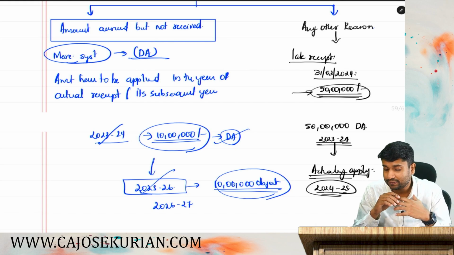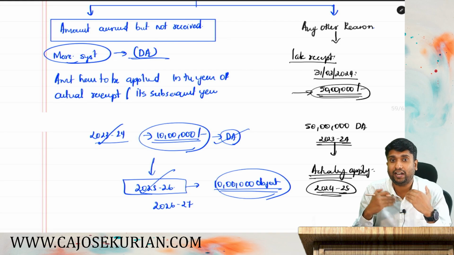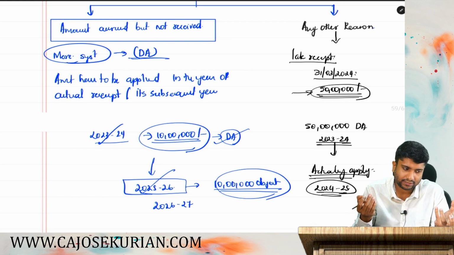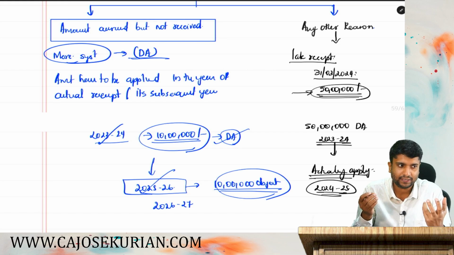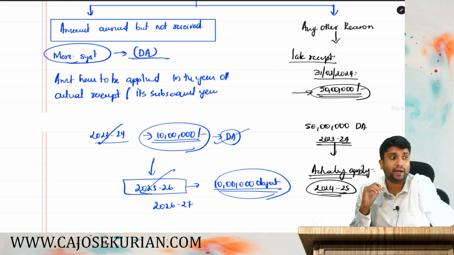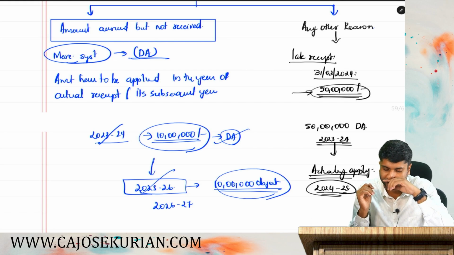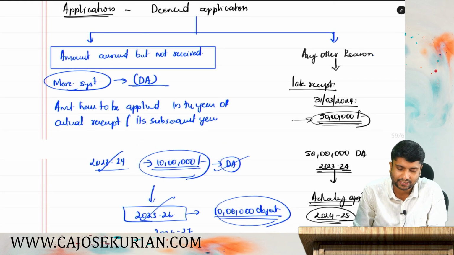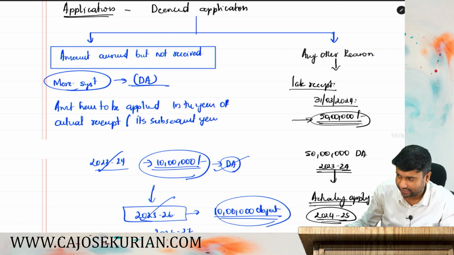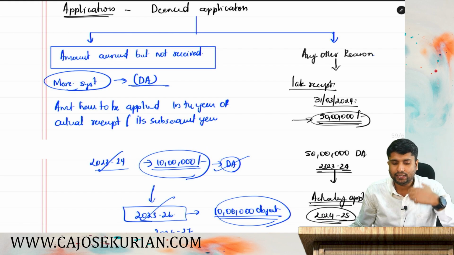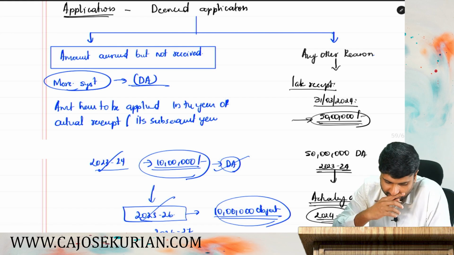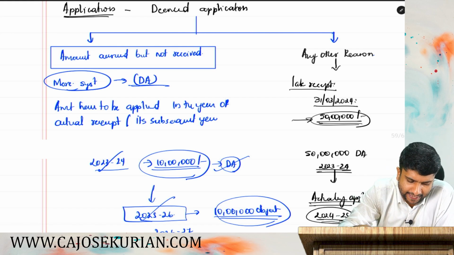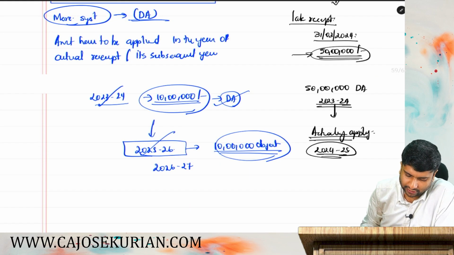So the point is very simple. If an amount is received late, then that amount received shall be treated as a deemed application in the year of receipt, on the condition that you have to actually apply this amount by next year. So this is said to be deemed application in relation to a charitable or a religious trust. Alright, so moving on to the next one.